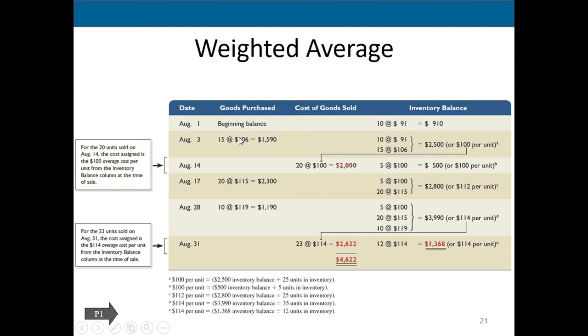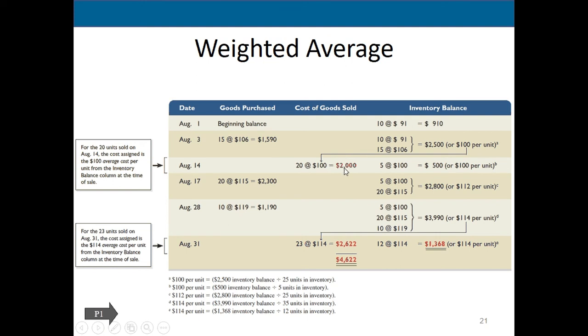When I add in the 15 at 106 though, what I'm going to do is I'm now going to take 10 plus 15 to make 25 units. That 25 units has a value of $2,500. Take the 2,500 divided by 25 units, and that tells me that my cost of value on a weighted average basis is $100 per unit. Okay, so on August 14th, when I sell 20 units, I just apply the cost of $100 per unit.